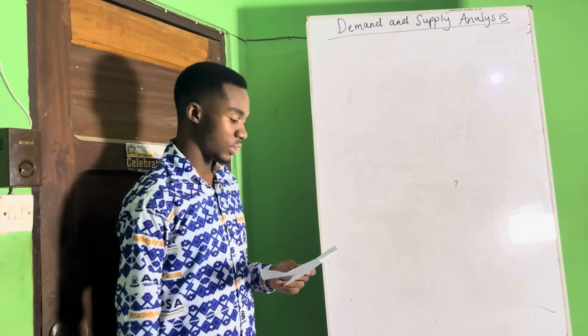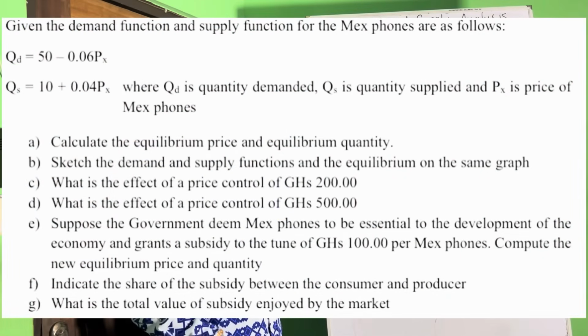All right, so I'm reading the question. The question says, given the demand function and supply function for the MEX phones are as follows. QD is equal to 50 minus 0.06p. QS is equal to 10 plus 0.04p, where QD is quantity demanded, QS is quantity supplied, and P is price of MEX phones. A. Calculate the equilibrium price and equilibrium quantity. B. Sketch the demand and supply functions and the equilibrium on the same graph. C. What is the effect of a price control of 200 cedis?